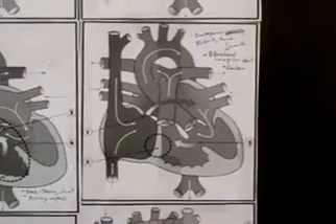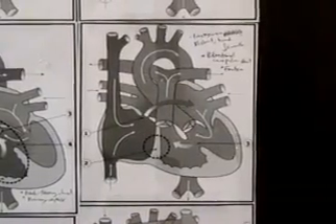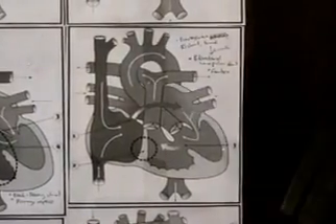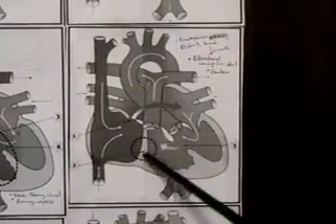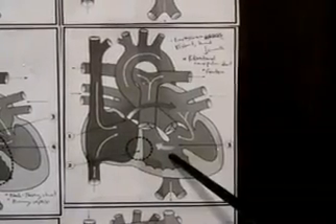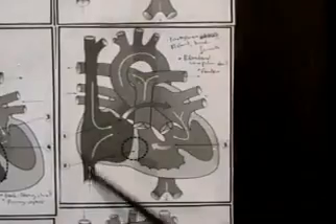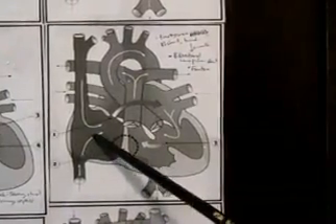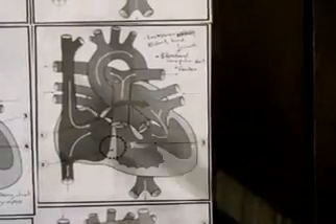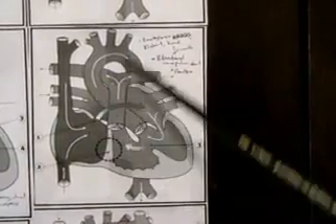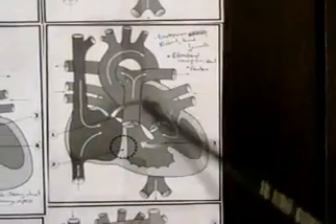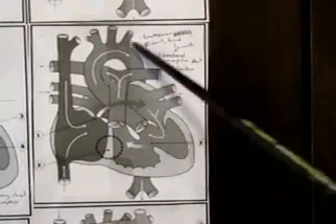So the last type of cyanotic defect I'll be talking about in this tutorial is called tricuspid atresia. And tricuspid atresia means that there is no tricuspid valve, which is the valve that separates the right atrium from the right ventricle. And for this reason, all deoxygenated blood coming into the right atrium is shunted through an ASD into the left atrium. So in this condition, all of the blood, both oxygenated and deoxygenated, is going into the left side of the heart, which is then pumped to the rest of the body.